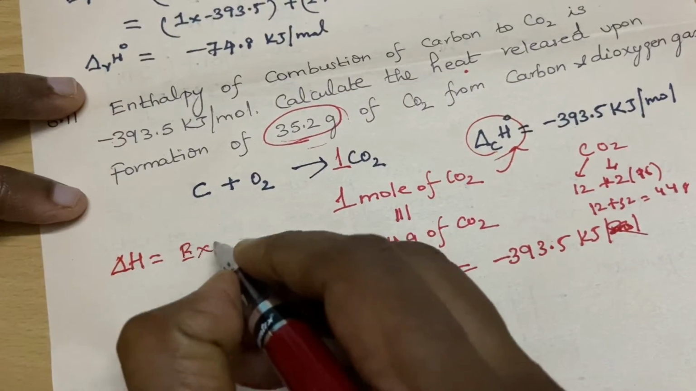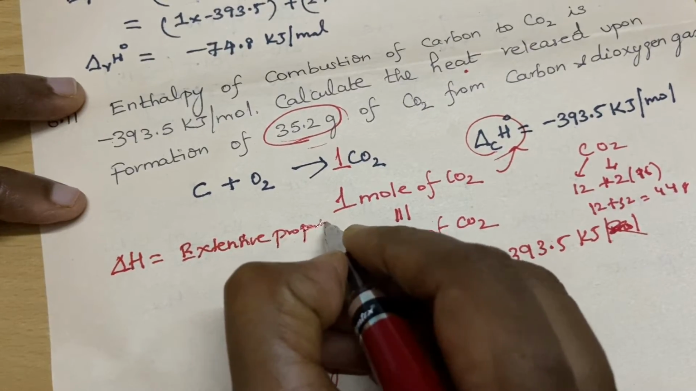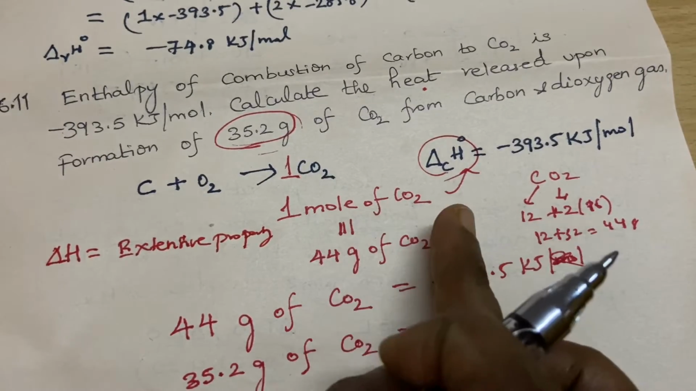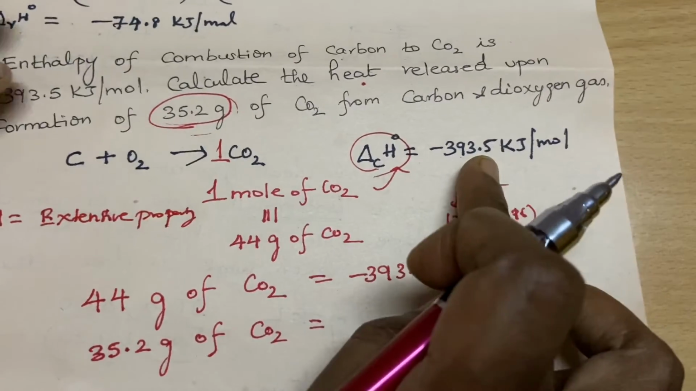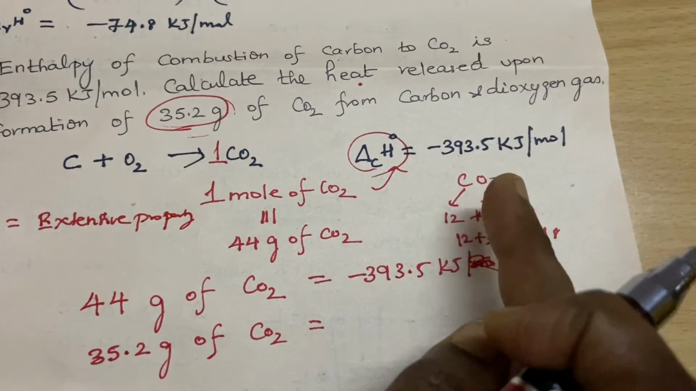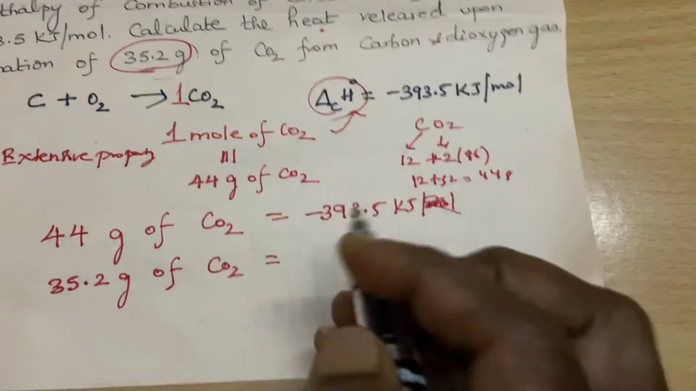extensive property. What is an extensive property? It depends on the quantity. Suppose if you are preparing 2 moles of carbon dioxide, then this energy will also get doubled. If you are preparing half mole of carbon dioxide, this will get reduced to half. Okay, it is an extensive property. So directly we can solve this.